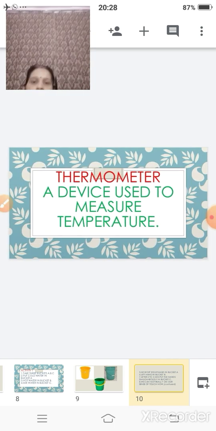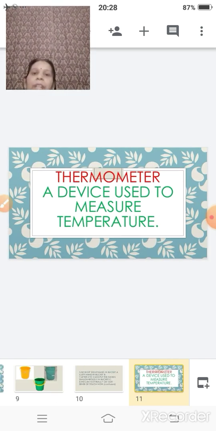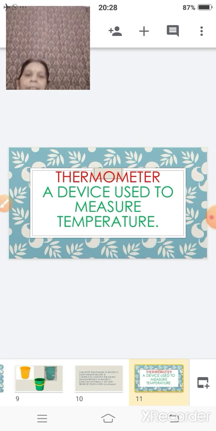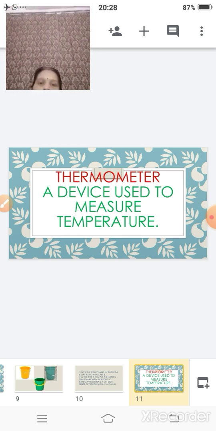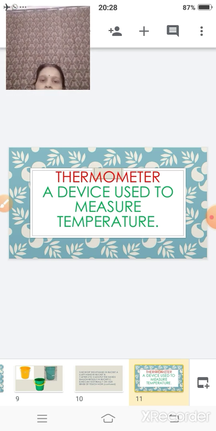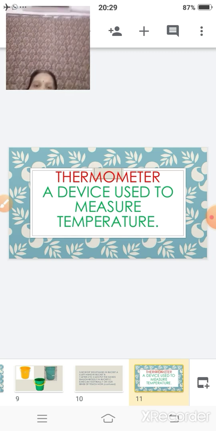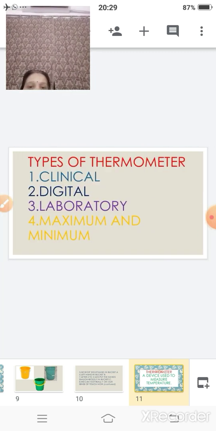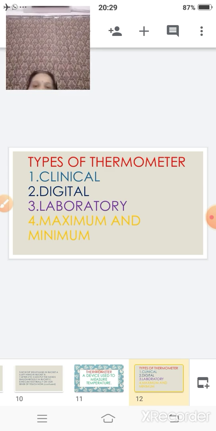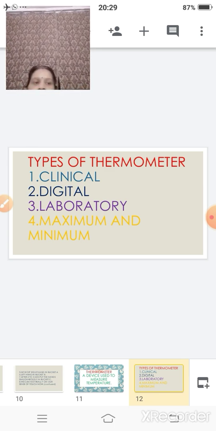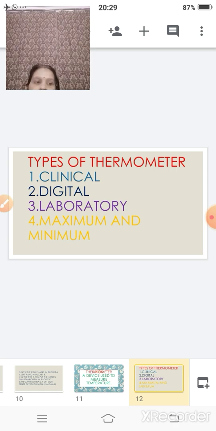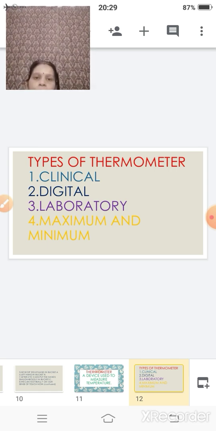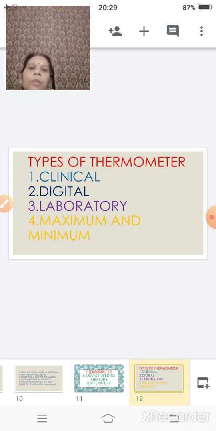So for such things, we use a device, and that device is said to be a thermometer. So what is a thermometer? A thermometer is a device which is used to measure the temperature. Now, as you know, there are various types of thermometers which we have been using in our day-to-day life. Among them, some of the thermometers you are aware of.